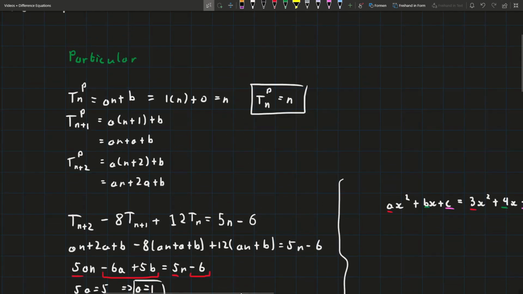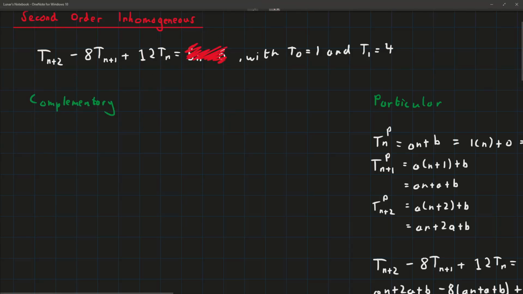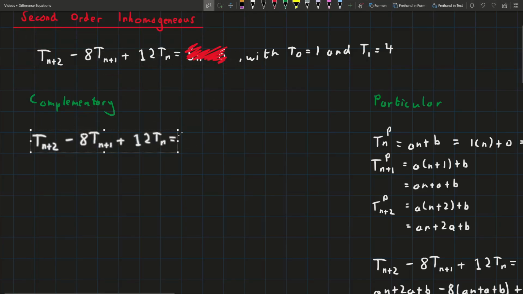So that's the first step of solving the difference equation. The second step is the complementary solution. The complementary one is the opposite of the particular one. For the particular one, we ignored anything that was a Tn. For the complementary solution, we're going to ignore everything that isn't a Tn. So I'm going to ignore this part that we just worked on and pretend that it doesn't exist. We're just going to take the part with the Tn's and say the rest is 0.